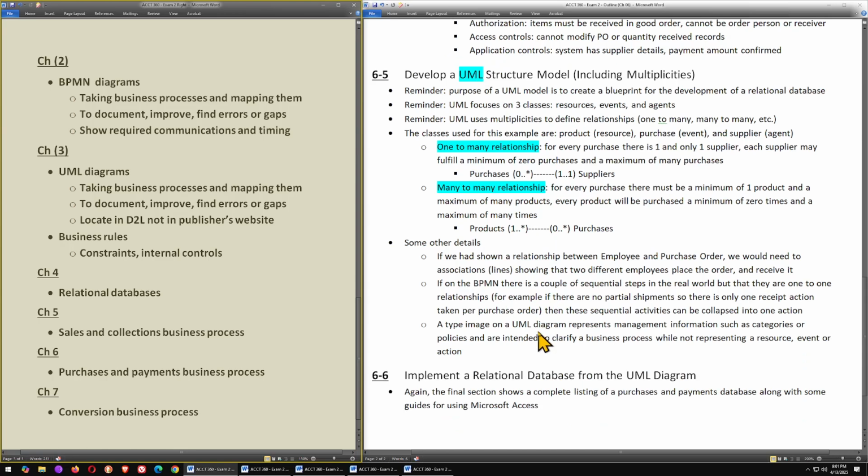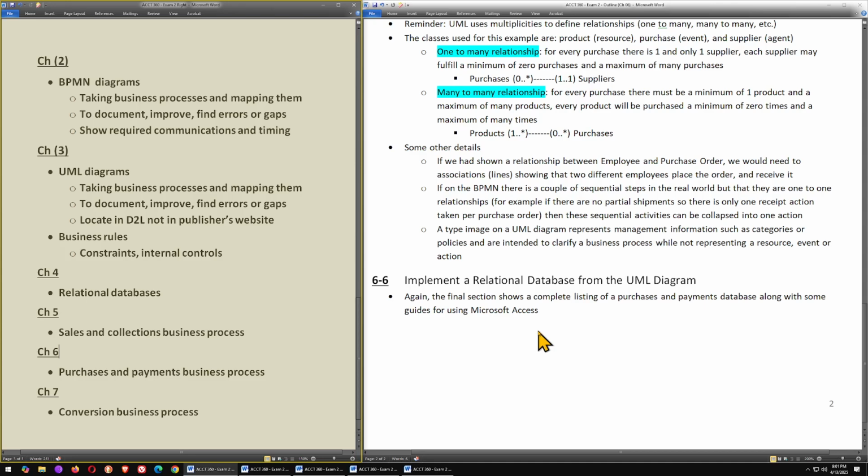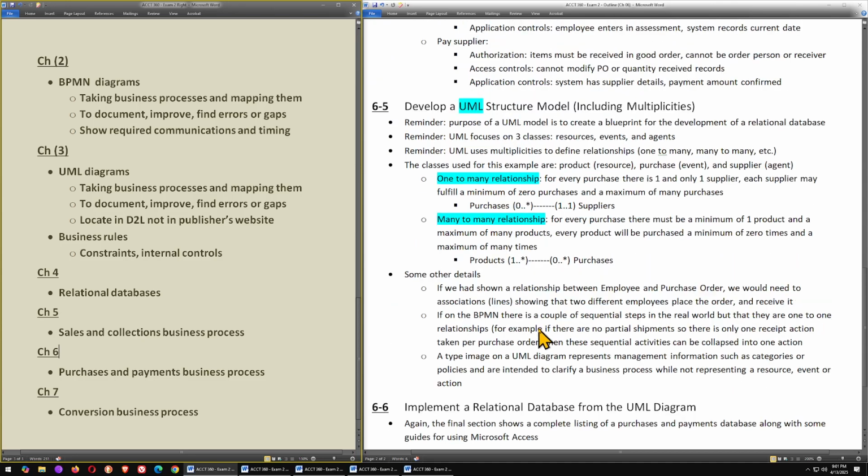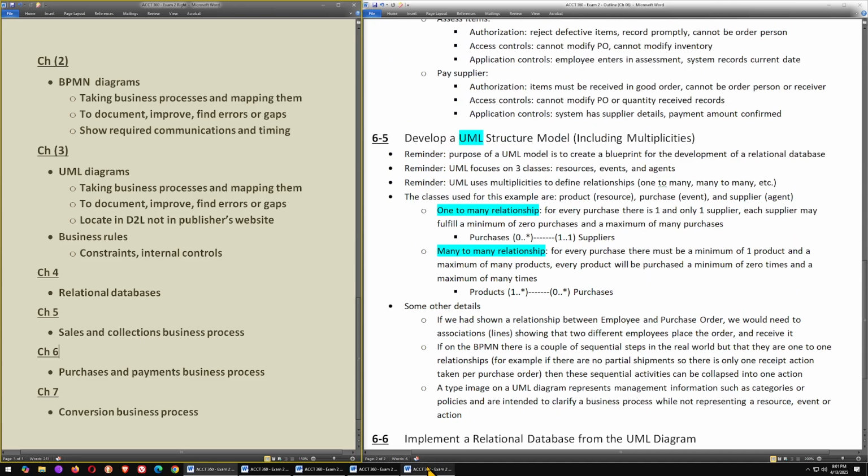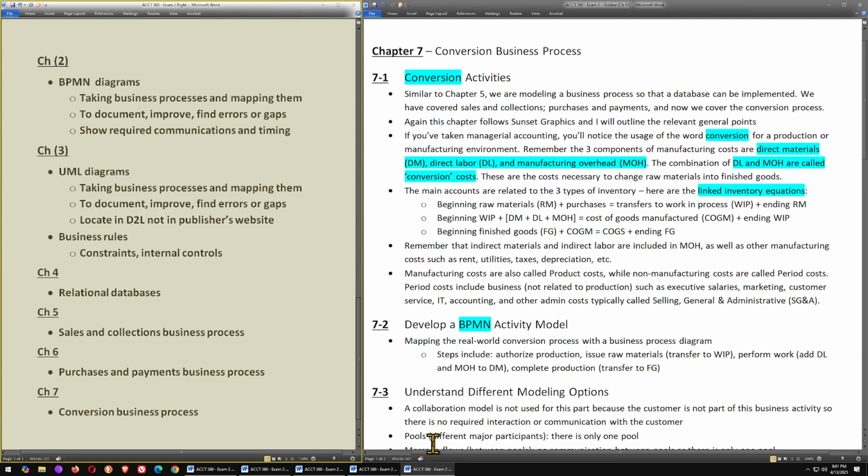Here's some extra details about doing the UML, and then you translate it into a database. The last chapter here is chapter 7, and so we call this conversion. So just go back to your managerial accounting. Remember we said that there's direct materials, direct labor, and manufacturing overhead. Remember the combination of direct labor and manufacturing overhead are called conversion costs because those are the costs necessary to turn direct materials into finished goods.